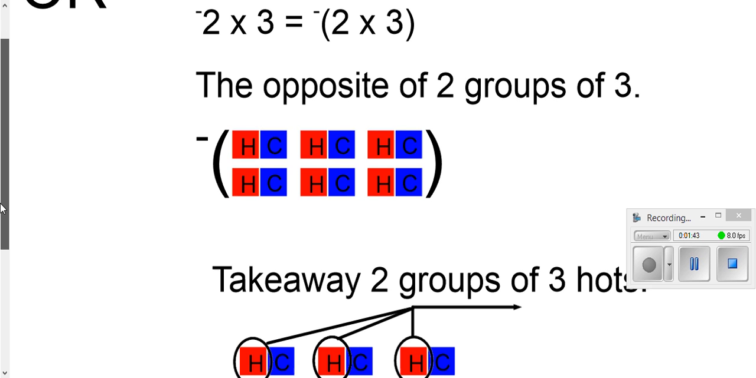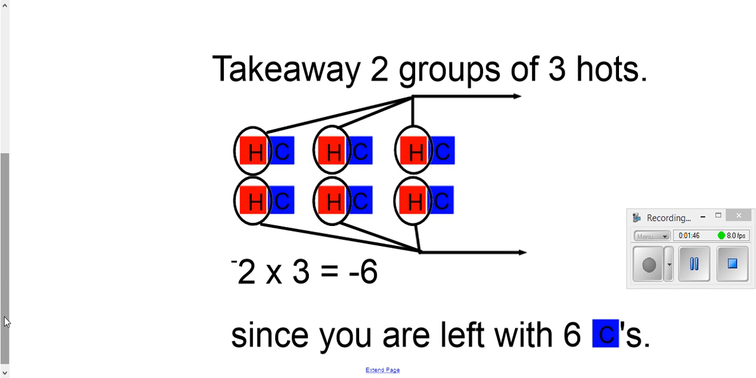With that negative in front, we need to take away two groups of 3 h's. So 1, 2, 3 of the h's will be gone on the top. 1, 2, 3 h's will be gone on the bottom, leaving us only with our 6 blue c's, which would then be a -6.